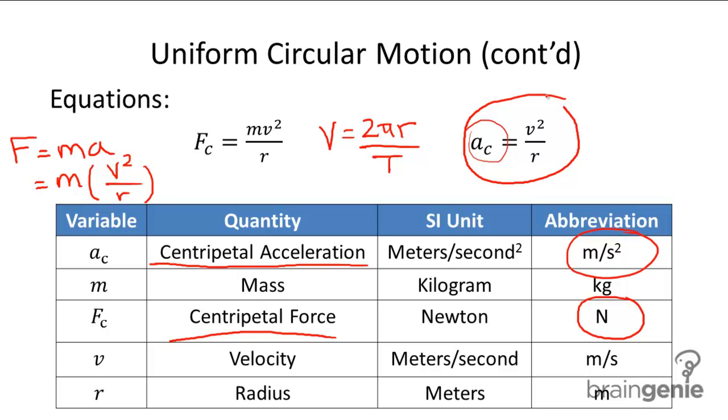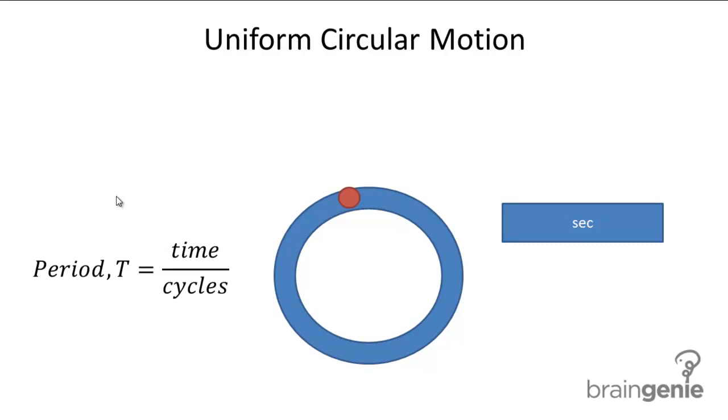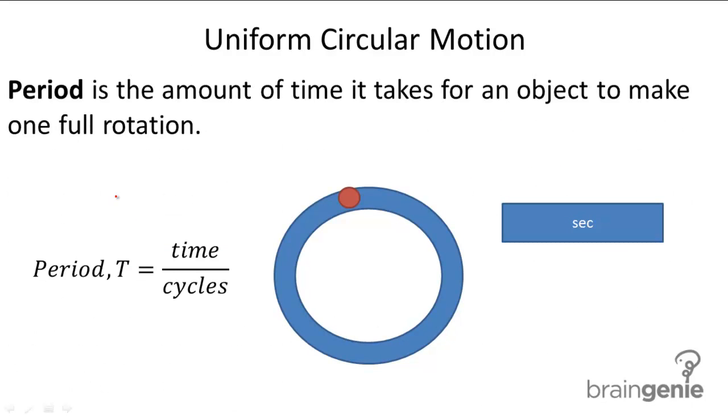Finally, I do want to mention period. Period is the amount of time it takes for an object to make one full rotation. So let's go ahead and count in this animation here. Okay, we're going to start the animation now.